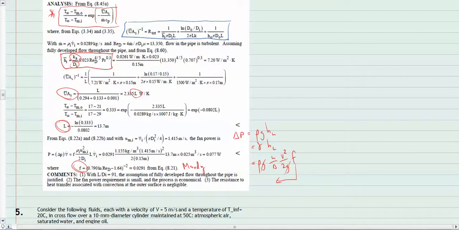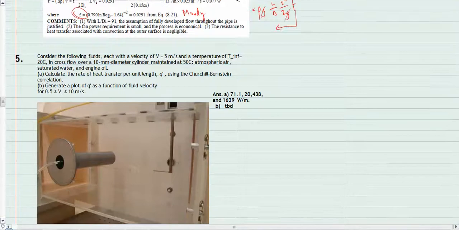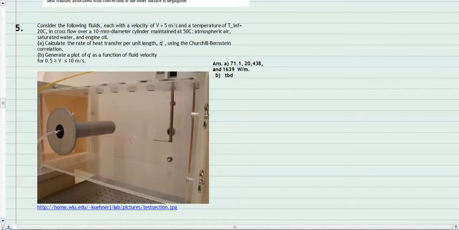So I hope it's clear. I would provide this and this, but you would need to know items like that and this. The fifth item is a flow heat transfer across a cylinder.